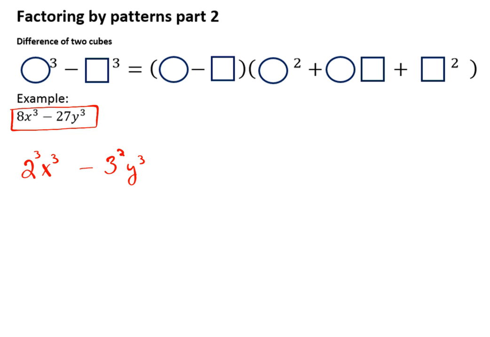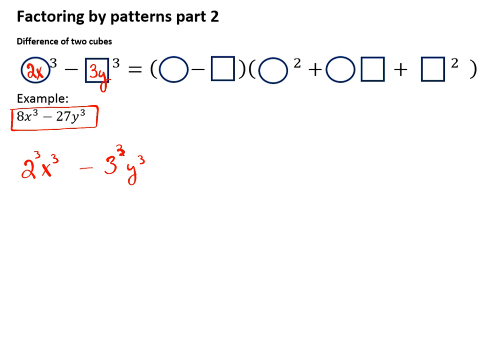So this is going to help me put things into my circles and my boxes. What goes in the circle here is 2x, because both of these things are raised to the third power. And what goes in the box is going to be 3y, because they're both to the third power. So now I'm going to stick them into my formula.